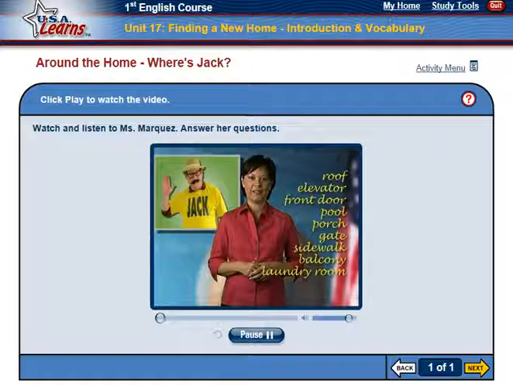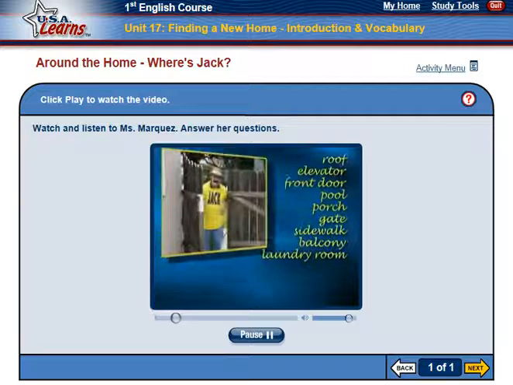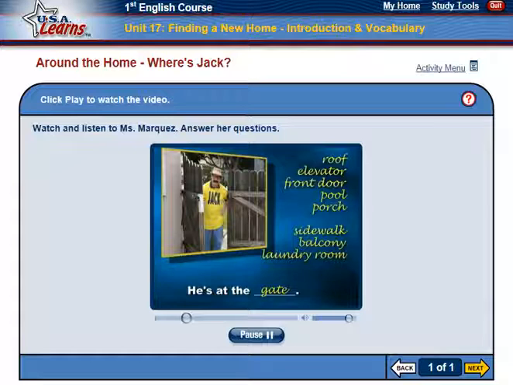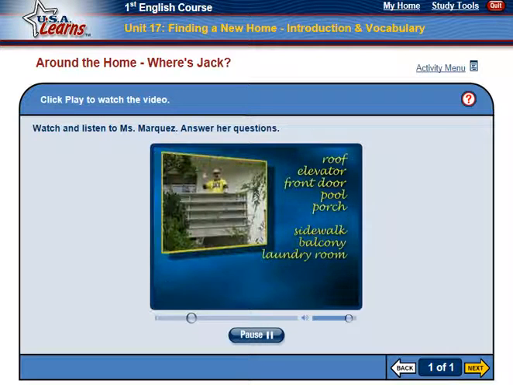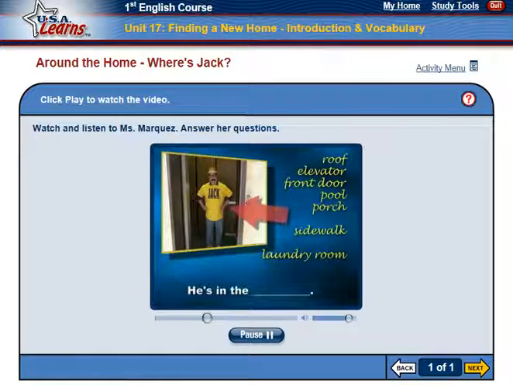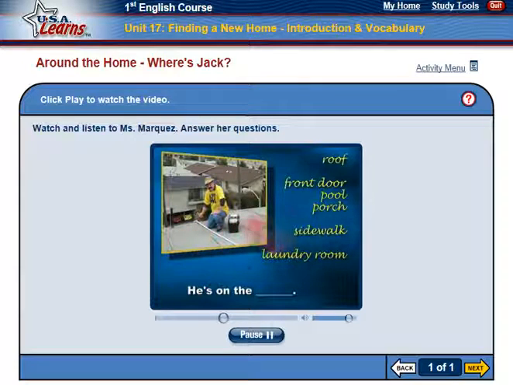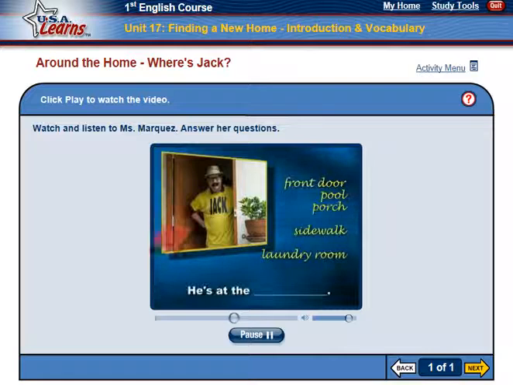Look at the pictures and answer my questions using these words. Where's Jack? He's at the gate. Where's Jack? He's on the balcony. Where's Jack? He's in the elevator. Where's Jack? He's on the roof. Where's Jack? He's at the front door.